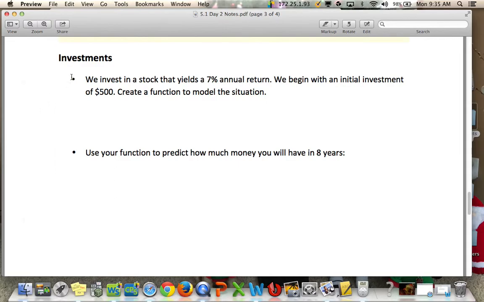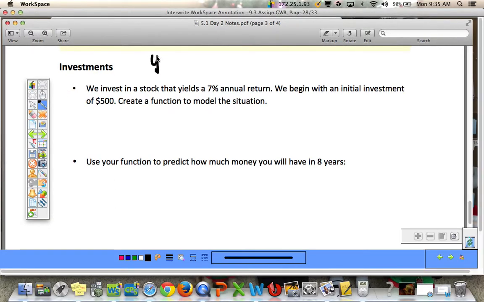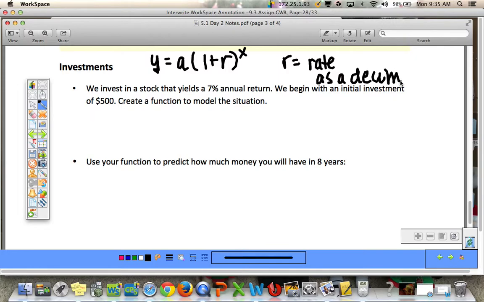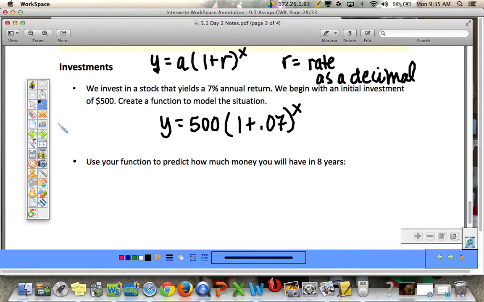Here's the second equation that we're going to use. Y equals our starting value, 1 plus the rate as a decimal, to a certain amount of time. So r equals your rate as a decimal, and to change it, you divide your percentage by 100, or move the decimal place over twice. So here's the function. Starting value is 500. Your rate is 7%, so plus 0.07, and x is time. Use your function to predict how much money you will have in 8 years.